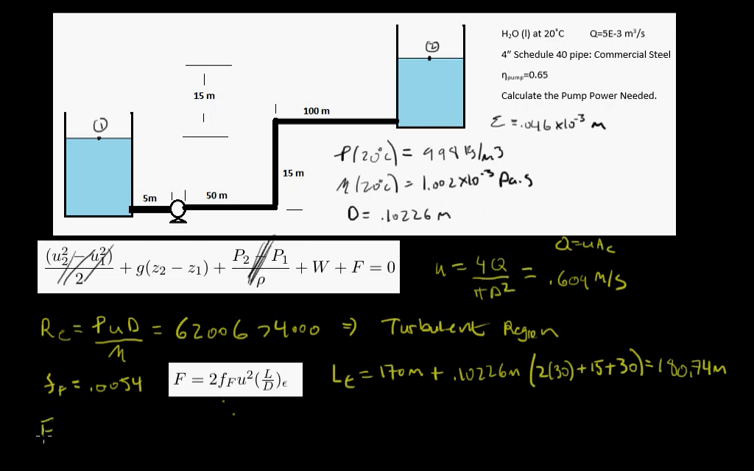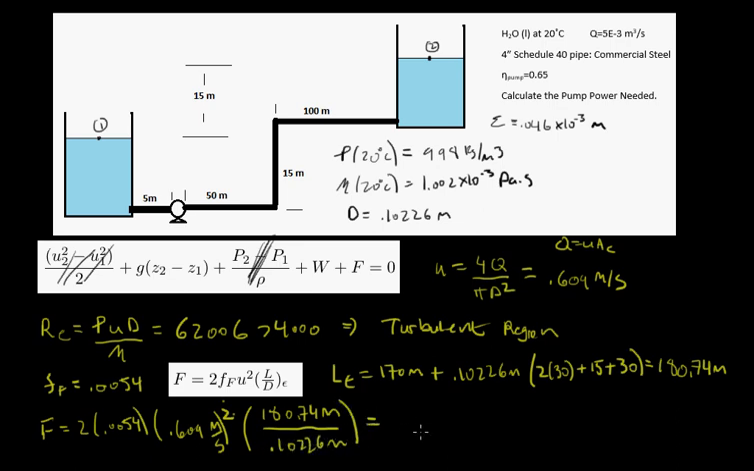Alright, then if I solve for my frictional dissipation, I have 2 times my Fanning friction factor of 0.0054 times my velocity of 0.609 meters per second squared. And then I'm going to multiply that by my 180.74 meters on diameter of 0.10226 meters. And that will give me 7.08 meters squared per second squared. And then just a quick note, meters squared per second squared is equivalent to joules per kilogram.